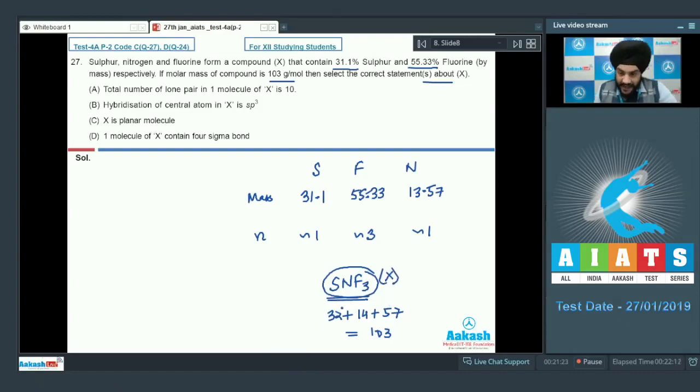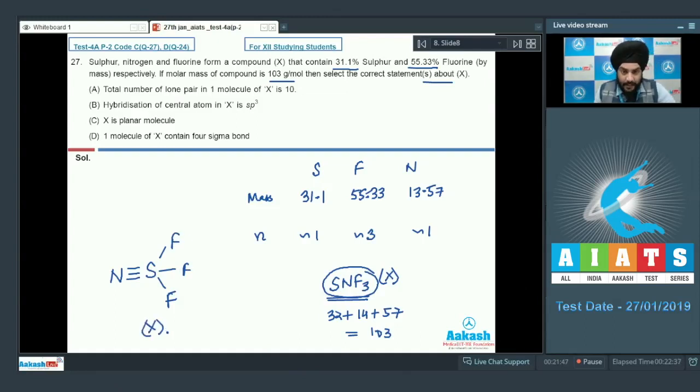Students, sulfur obviously has to be the central atom in this case because nitrogen cannot expand its octet and fluorine can form only one single bond. So if we place sulfur at the center, we're going to have the nitrogen triply bonded to sulfur, whereas the fluorines will form sigma bonds with the sulfur. So we have the structure of the compound X.